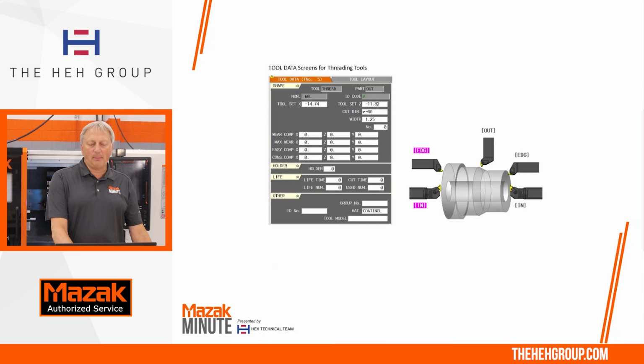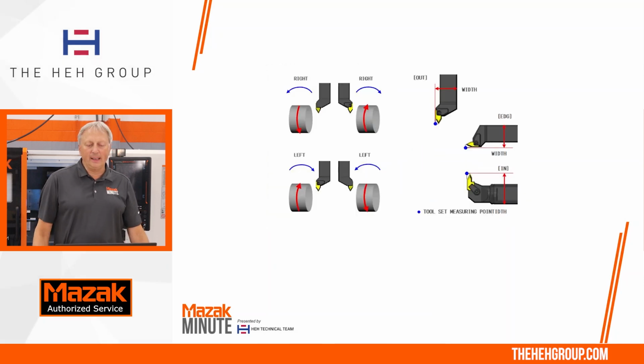If I go to the next page, again, you're going to see the description. The width is coming from the back edge of the tool to the tool tip. The edge is, again, coming down the face of the part, in being the boring bar tool or the threading tool, ID thread, and the blue dot, again, represents where you're touching it off at.